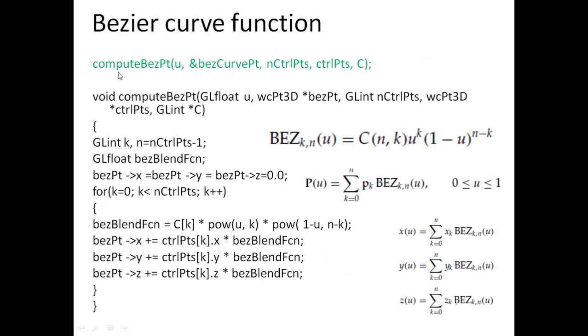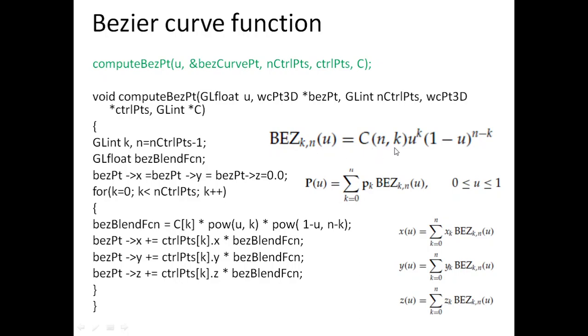How to calculate the Bezier blending function? We are passing u, the curve points, the number of control points, the actual control points, and c. So this is the function. These declarations we know, k, n, Bezier blending function, all these things we know. The points are initialized to 0 first. Now we'll see this for loop. The formula you know already. This is the blending function.